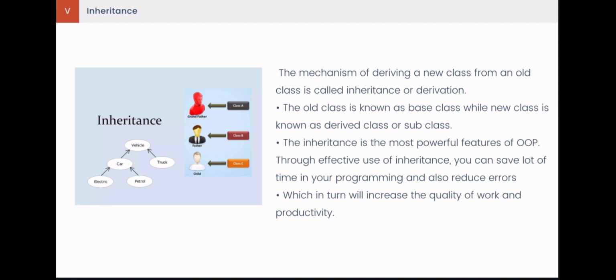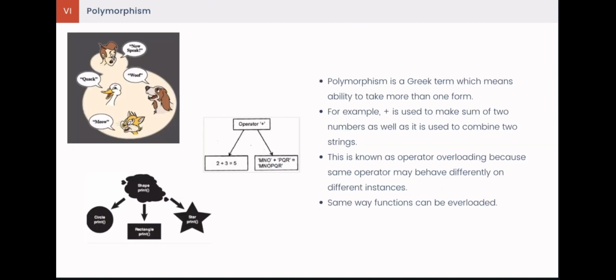For example, let's consider a family of three members: mother, father, and son named Jack. Jack's father is tall and dark, and Jack's mother is short and fair. Jack is tall and fair, so he is said to have inherited the features of his father and mother. Through effective use of inheritance, you can save a lot of time in your programming and also reduce errors.